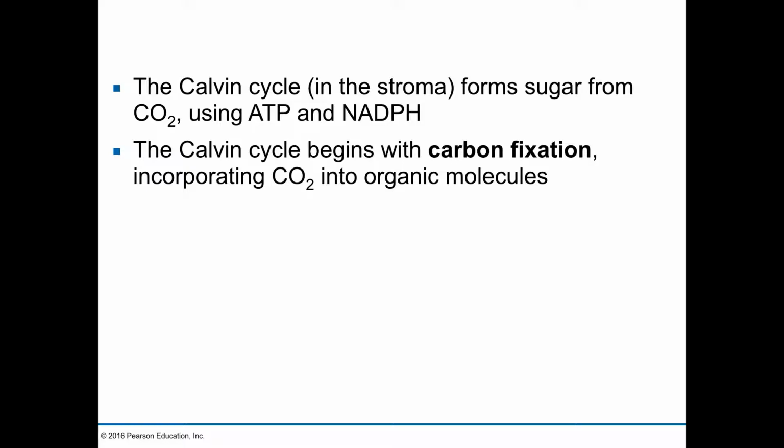To start, the CO2 in the air undergoes a process known as carbon fixation and is incorporated into organic molecules. Using our handy-dandy NADPH, the fixed carbon is reduced to carbohydrate. It also uses the ATP it got from the light reactions to help form the carbohydrates.